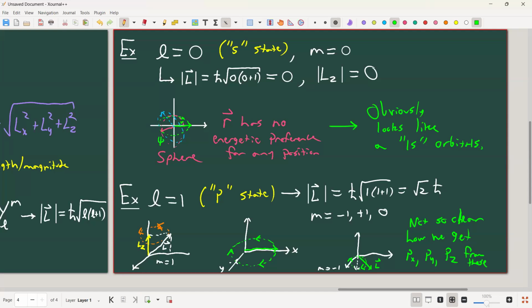And we'll see that, in fact, these two states right here, M equals 1 and M equals -1, are complex functions. And so in order to get Px, Py, and Pz, which are real wave functions, we have to get rid of the i's somewhere. We're going to have to do some combinations, remove some imaginary numbers, and do a little bit of algebra. And we'll be able to go from these three motions to the p orbitals that we know and love from atomic chemistry. Okay, so that's where we're at.